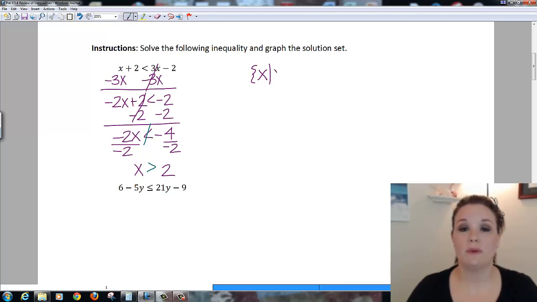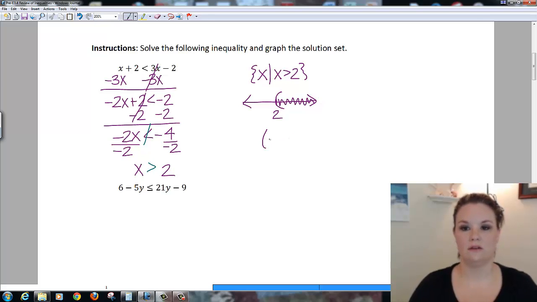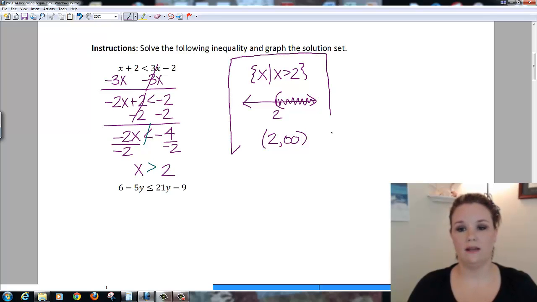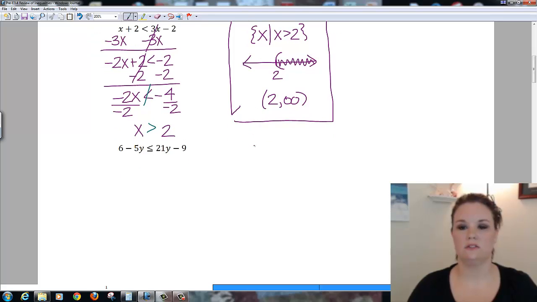Okay? So I'm going to write my solution set, which is the set of all x's, such that x is greater than 2. Okay? On a graph, I would need a 2. If x's are greater than 2, that means I'm shading to the right. And then since it's strictly greater than, I'm not including the 2, so I'm going to use a parenthesis here. Okay. So my interval notation, the furthest to the left I can go is that parenthesis at 2, on out to the right, which is going to go out to positive infinity. So these are my 3 solutions.